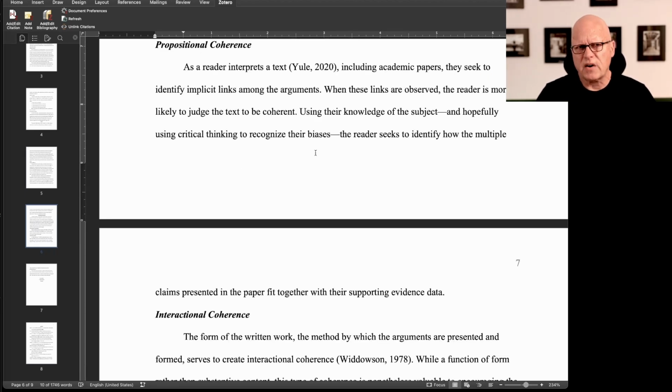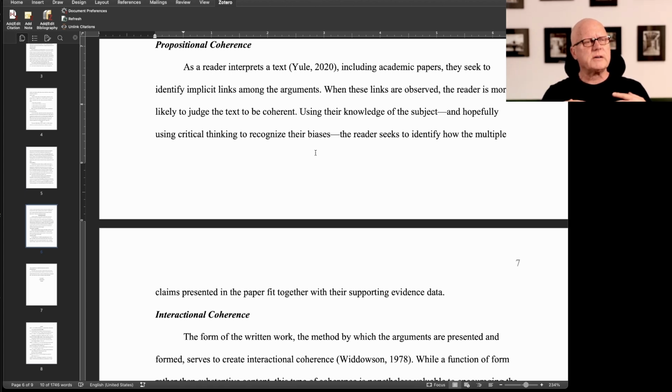I've been able to identify 2 introductory levels of coherence: propositional coherence and interactional coherence. Propositional coherence seeks to find the implicit links that exist among the arguments when the arguments are written well by the student writer. When the reader of the work is able to observe these links between and among the arguments, the reader is more likely to judge the paper to be coherent.